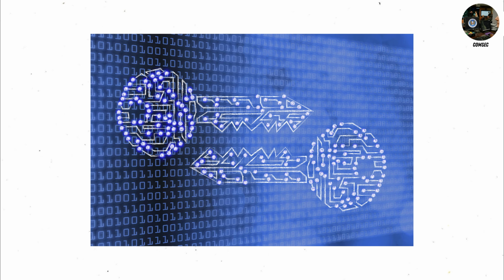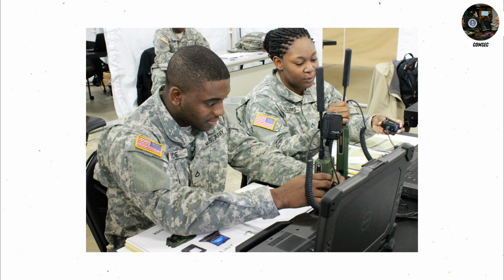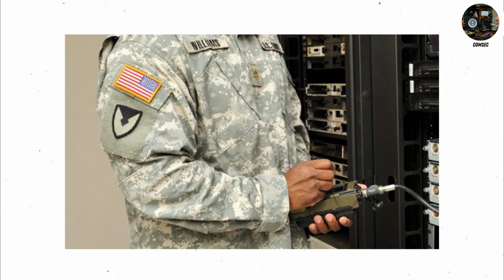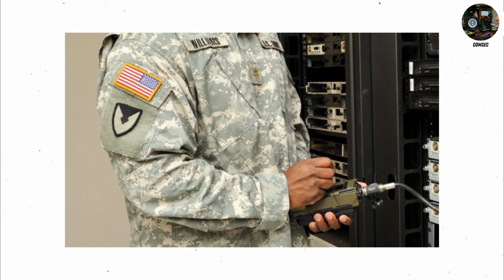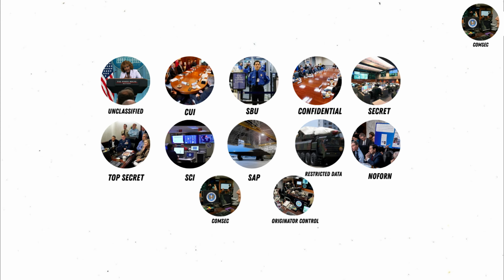For example, the cryptographic key for naval communications is COMSEC material. If stolen, adversaries could eavesdrop on fleet operations. Regularly changing keys and protocols prevents this risk. It matters because communication is the backbone of every operation. If COMSEC fails, every other secrecy level collapses with it.